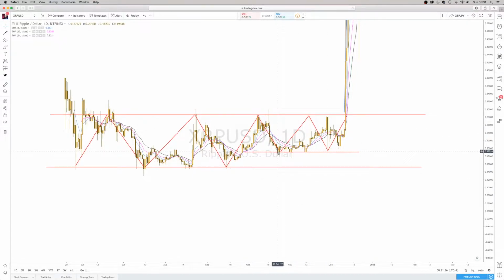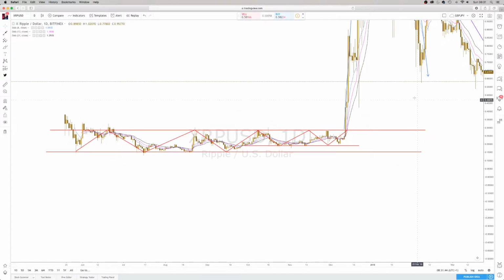At some point it did find a new level of support. So again, we can see the price did start to respect this level until ultimately we then had the initial bear run.